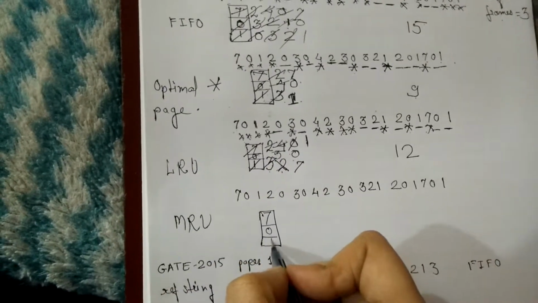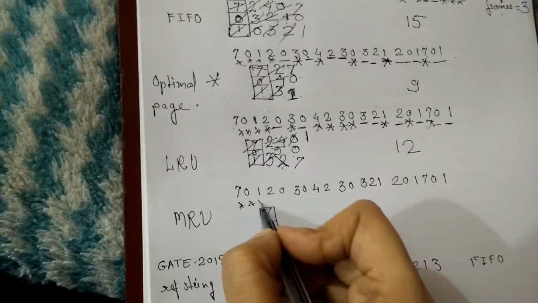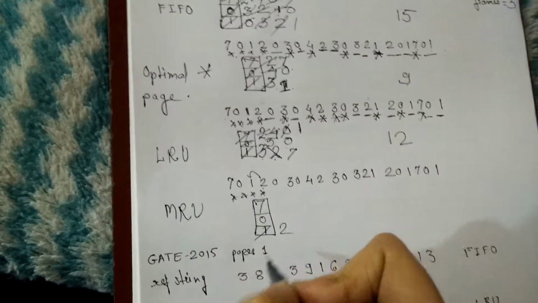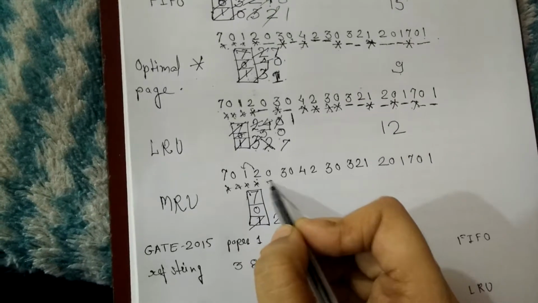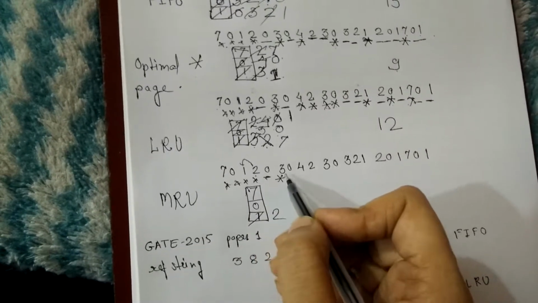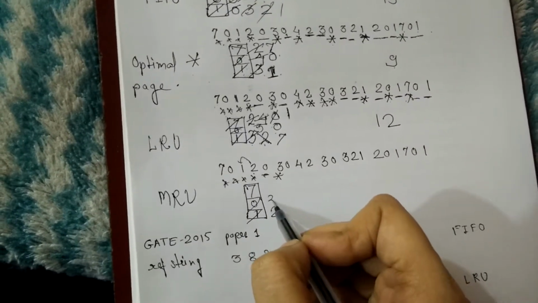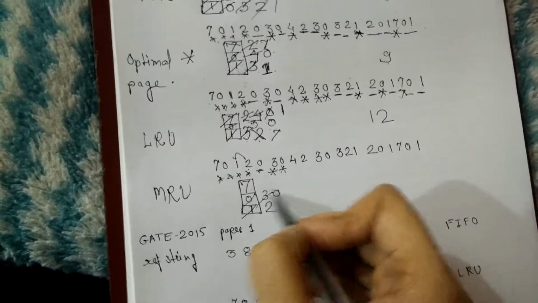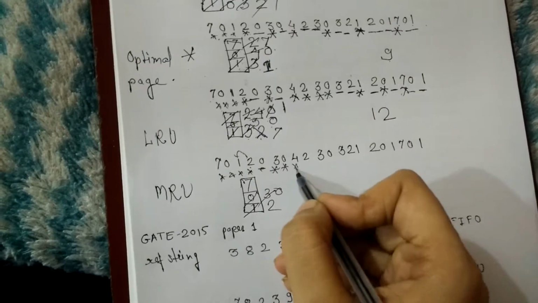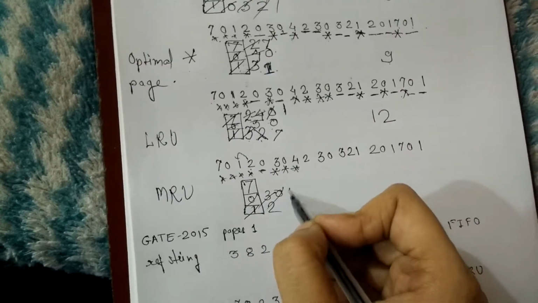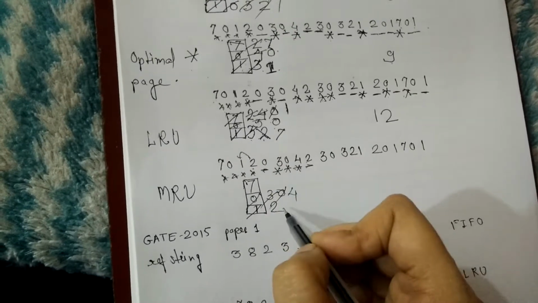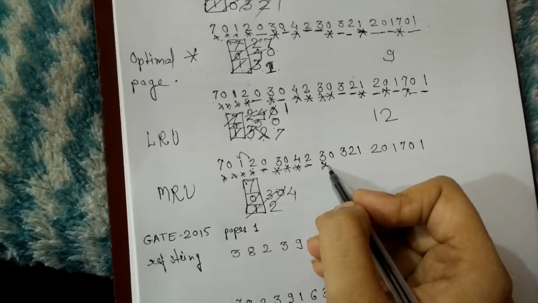so 7, 0 will definitely cause a page fault. Now for 2 the most recent will be replaced. For 0 there will be no page fault. For 3 there is a page fault and the most recent, that is 0, will be replaced. For 0 there is a page fault, so most recent, that is 3, will be replaced. For 4 there is a page fault, so most recent, that is 0, will be replaced. For 2 there is no page fault. For 3 there is a page fault.